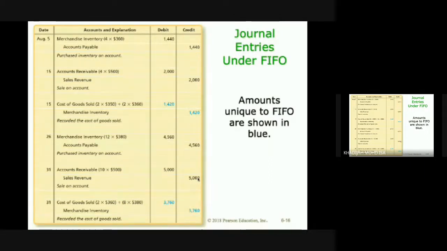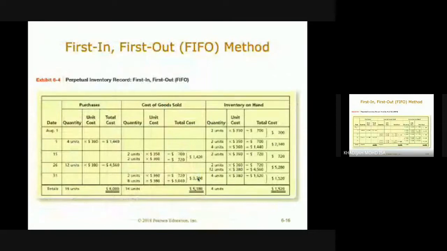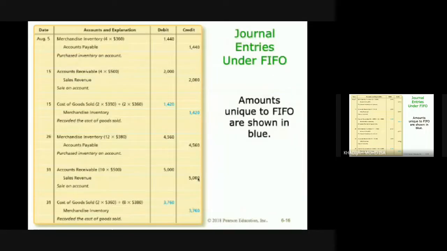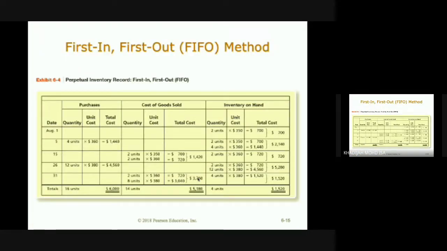We are doing FIFO now, first in, first out. So the COGS for the first one is 1420 and the second one is 3760, right? How do you get that? Because you're using first in, first out, so you assume that you're going to sell the goods based on the first purchase, depending on the balance before that.